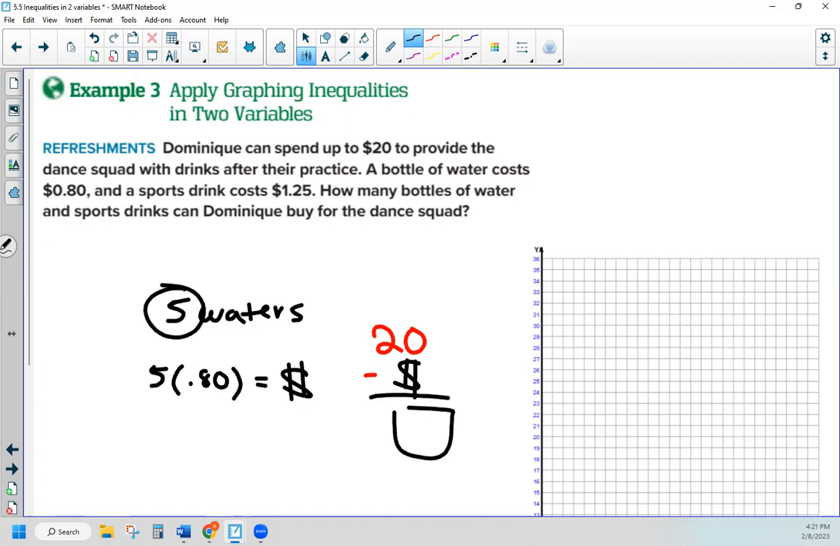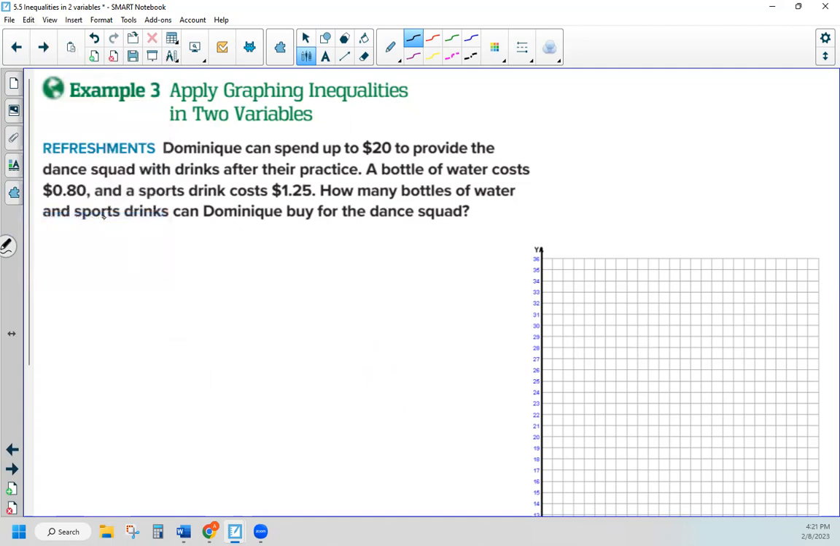So I don't want to sit there and say, okay, how many sports drinks can I buy if I have 6 waters or 7 waters or 8 waters? By doing inequality and being able to graph it, we can see very, very quickly all those combinations. So that is exactly what we're going to do right now. We're going to set up the inequality and graph it so we could see what all those combinations are. So let's go ahead and start with common sense.